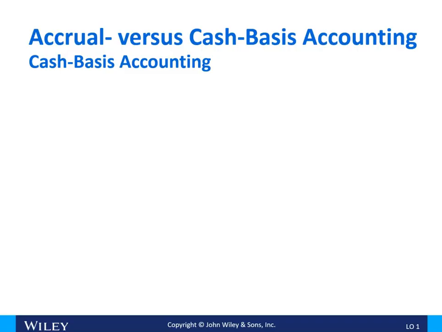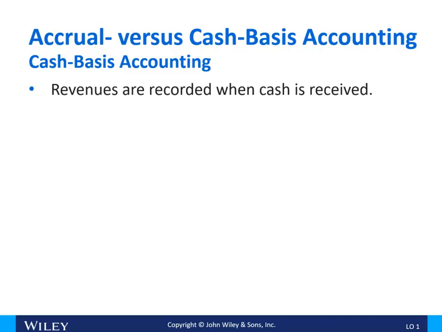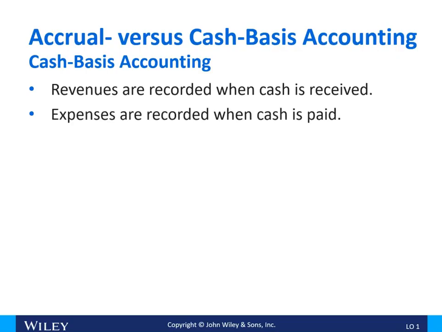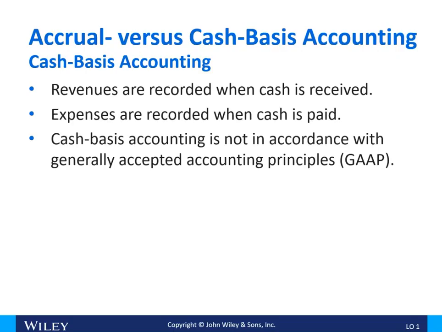Under cash basis accounting, revenues are recorded when cash is received. Expenses are recorded when cash is paid. Cash basis accounting does not conform with generally accepted accounting principles, GAAP. So in the U.S., public companies are not allowed to use cash basis accounting. Some small businesses may use cash basis accounting.